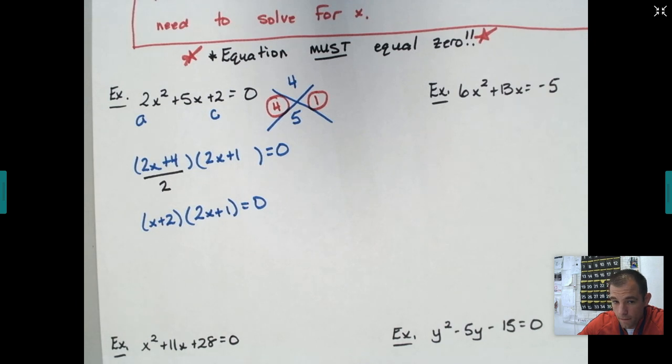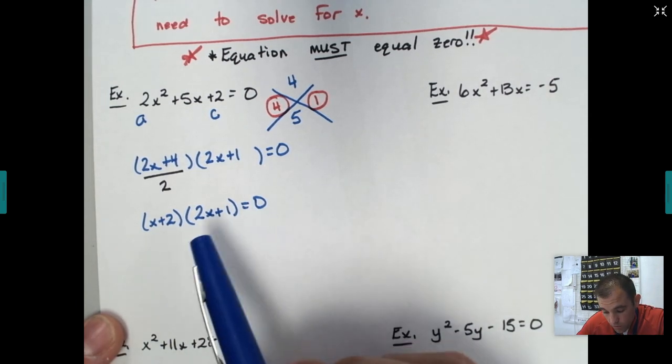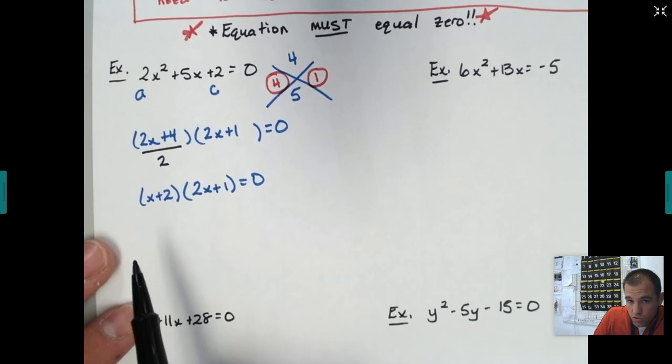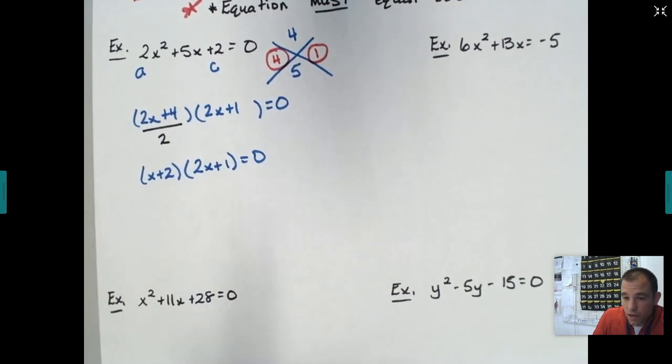Okay? Now here's the one thing that's different. Now there's an equal sign, so I can't just stop right here. I actually have to figure out what the x value is. So we're going to do something called the zero product property. It's not important that you know the definition, just have to know what it means. Basically, we want to solve this.